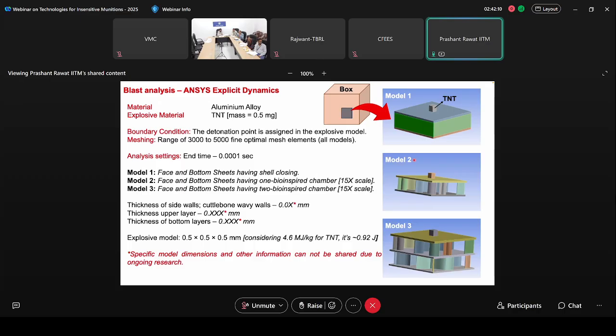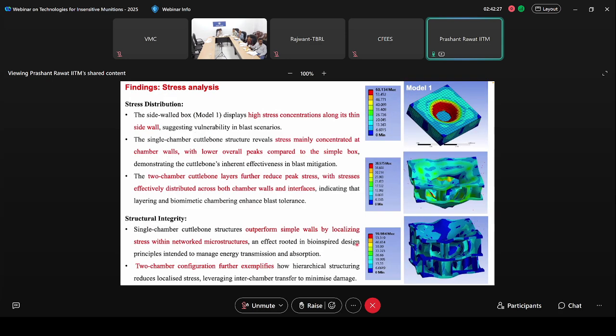We had considered 3 cases, where one case was simply a sandwich panel with the conventional walls, the second model was considering only one particular chamber, and the third model was considering 2 chambers combined together to see how energy is going to be dissipated under blast loading. So here are some results which are being shown, that as compared to the conventional design, multiple channels are more capable of showing stress distribution, as well as directional collapse happening.